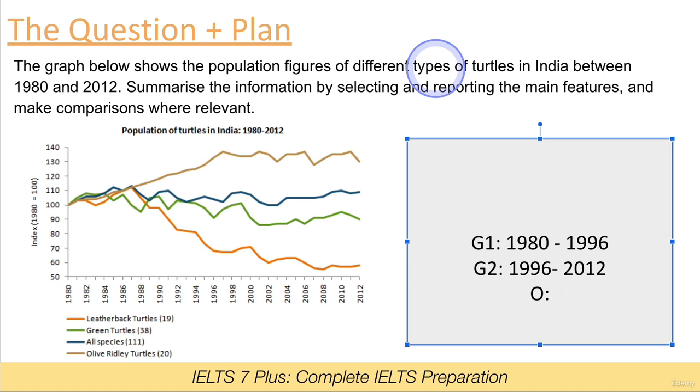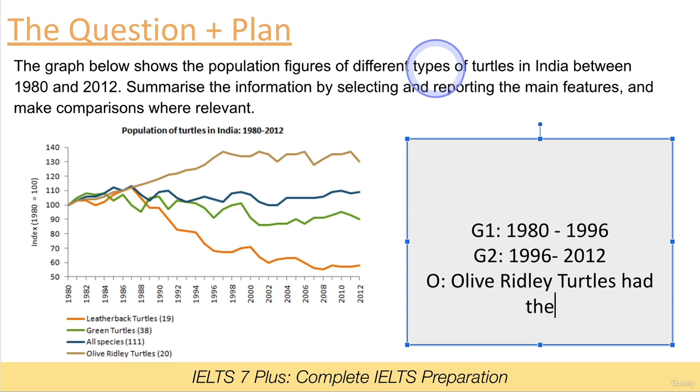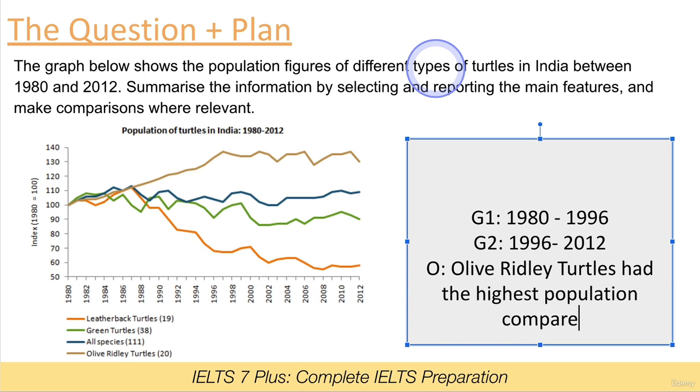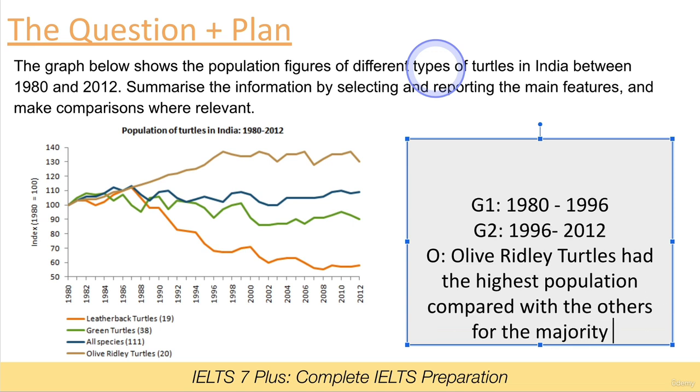Okay then, so let's think about our overview. Now our overview is really important. We want to make a sweeping statement about what we're seeing. We don't want to use specifics. We just want to be very, very general. So I'm going to talk about olive ridley turtles. And we're checking our tense because this is in the past. So past tense: had the highest population compared with the others for the majority of the years.